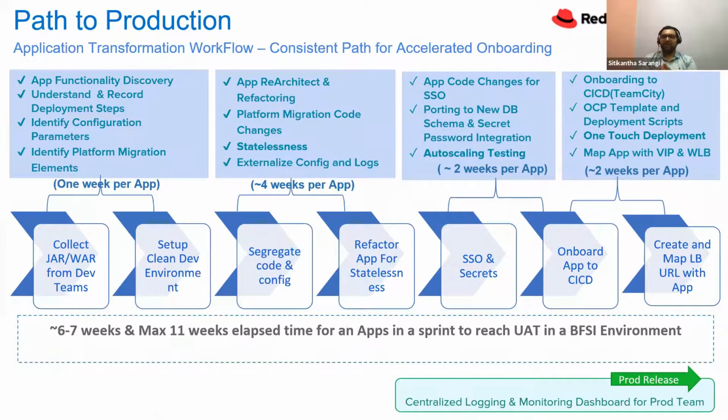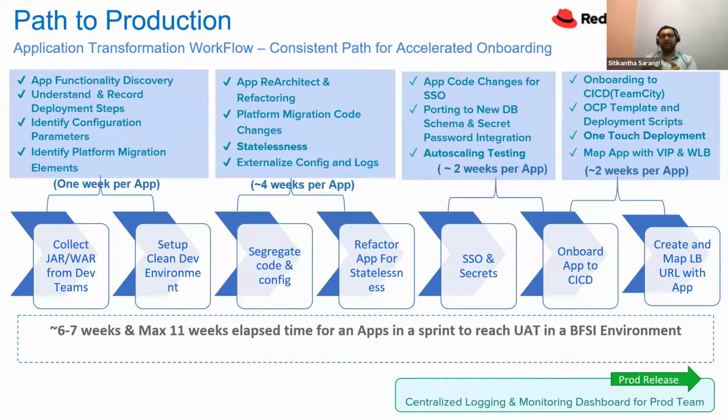Once the application is containerized and it is integrated with all the necessary integrations required for the application to run, suppose your application is connecting to the database, to the caching, to SSO, those kinds of integrations that we have to do, then onboard the application to the CI/CD and to OpenShift. So that happens, then your dev is complete, right?